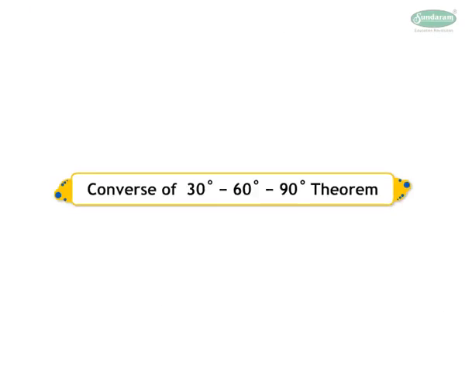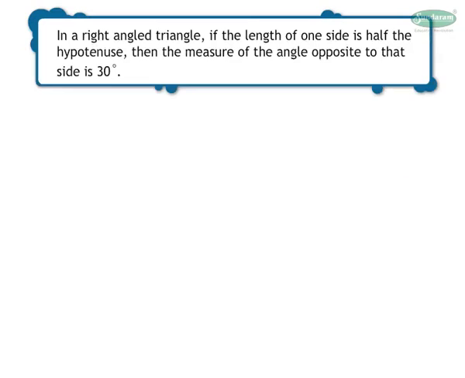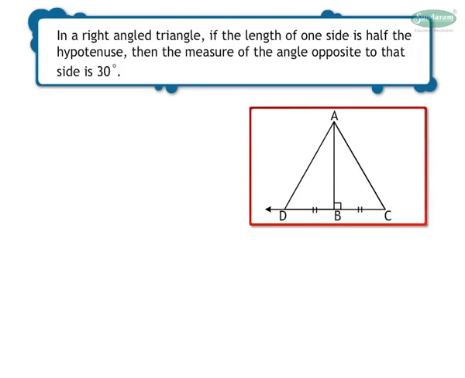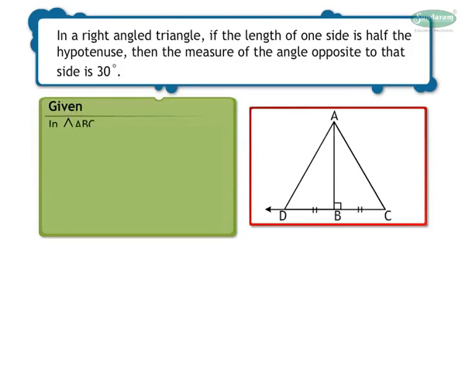Converse of 30 degrees, 60 degrees, 90 degrees theorem. In a right angle triangle, if the length of one side is half the hypotenuse, then the measure of the angle opposite to that side is 30 degrees. See the figure alongside. It is given that in triangle ABC, angle ABC is equal to 90 degrees. BC is equal to half of AC. We have to prove that angle BAC is equal to 30 degrees.